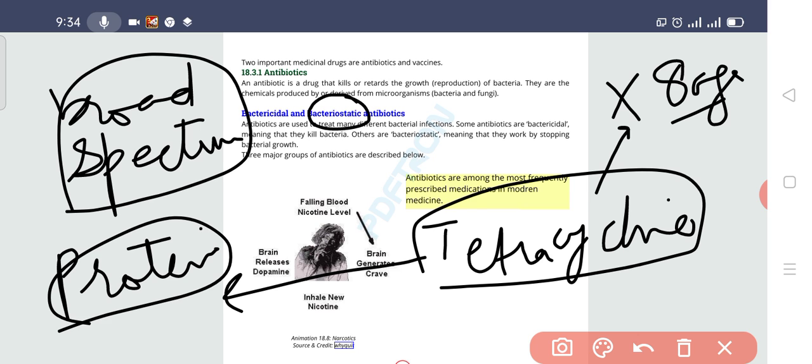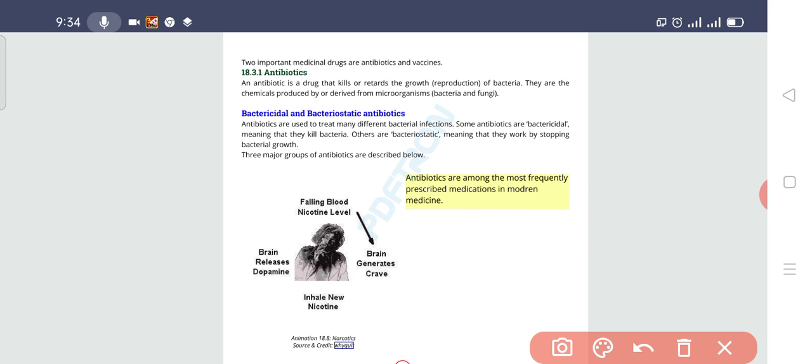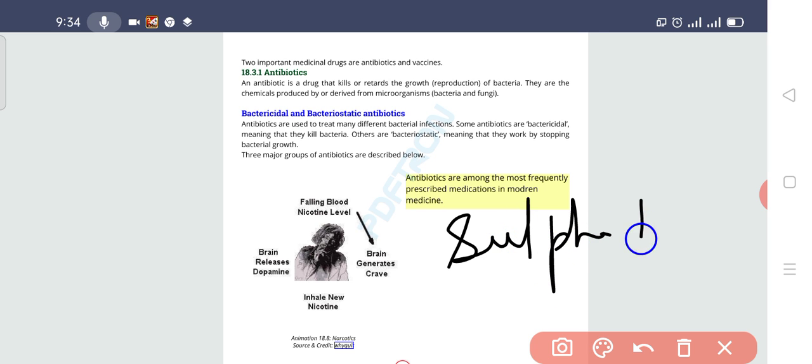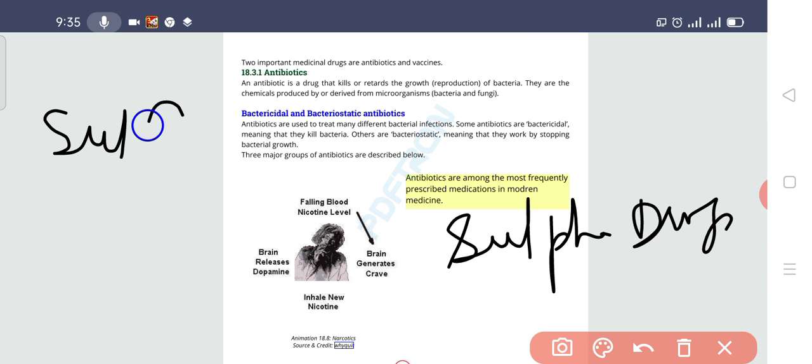Then the next drug which is discussed here in your book is the sulfur drug. There are many drugs which actually contain sulfur, so they are known as sulfur drugs. And the group which we are going to discuss is the sulfonamide. What is that? It means that it is containing sulfur.